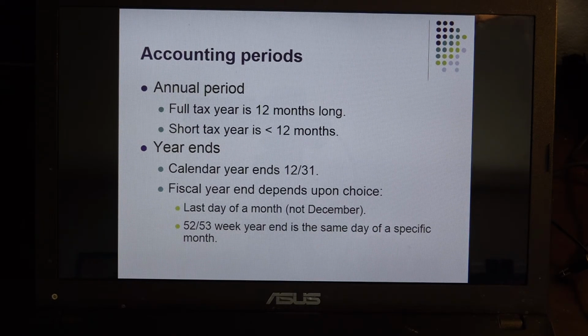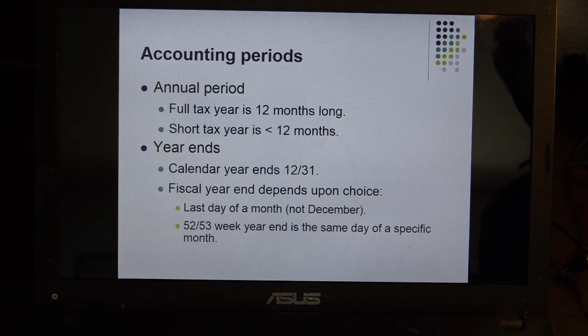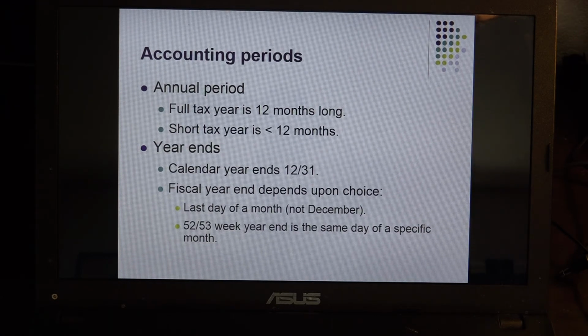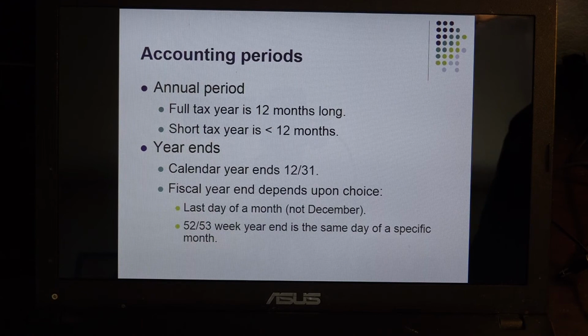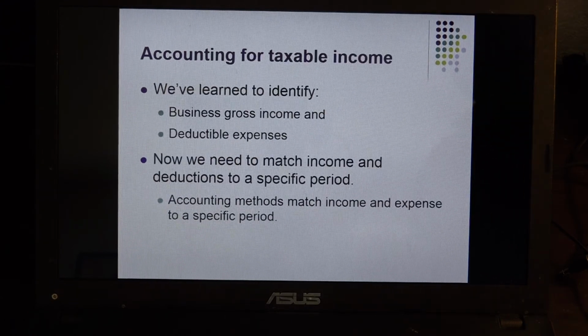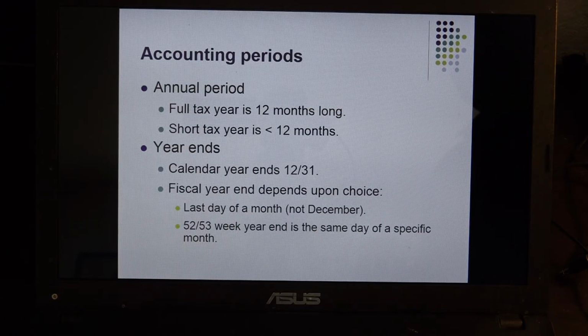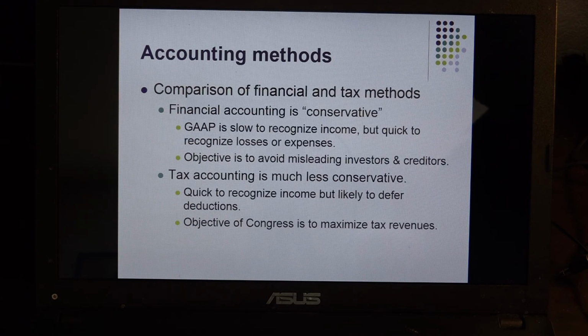Once you begin a certain tax year, you've got to continue it unless you have a good reason to change to a different tax year, and you have to get the IRS's prior approval before you can change. All right, next thing we talk about is accounting method.